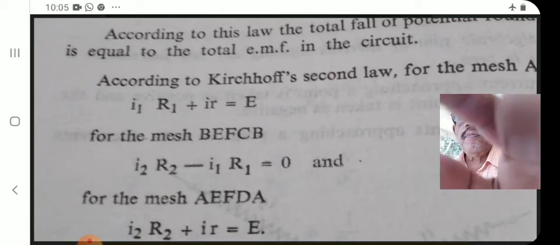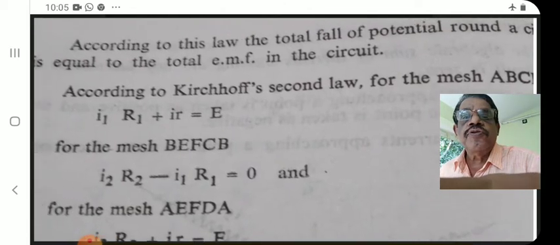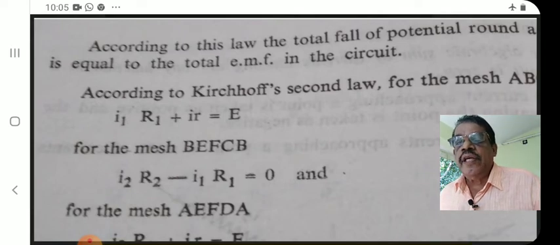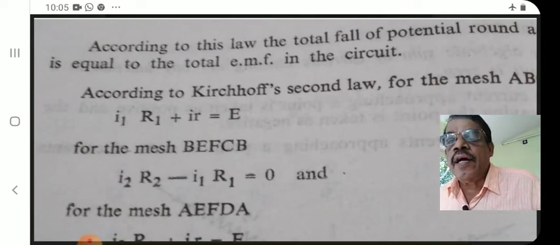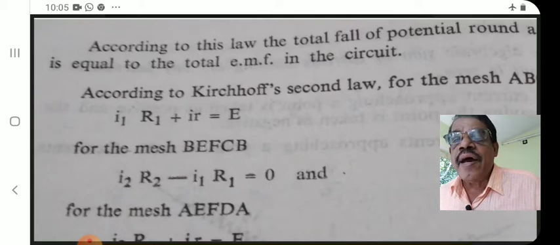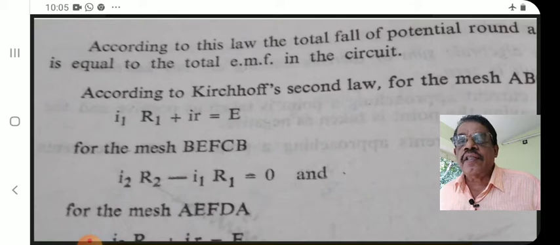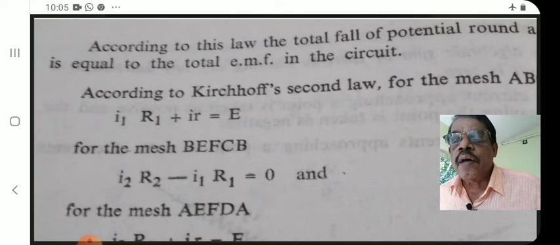the first mesh, that is ABC, I1 R1 plus Ir is equal to E, where I1 is the current marked, I is the main current, R1 is one resistance, and small r is the internal resistance of the cell, Ir is the internal PD. That is equal to E. This is the meaning of Kirchhoff's second law for circuit ABC.